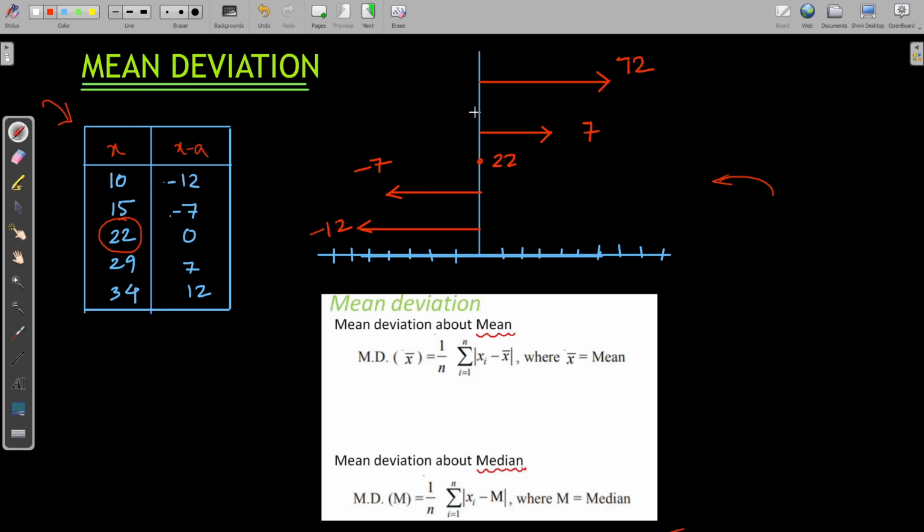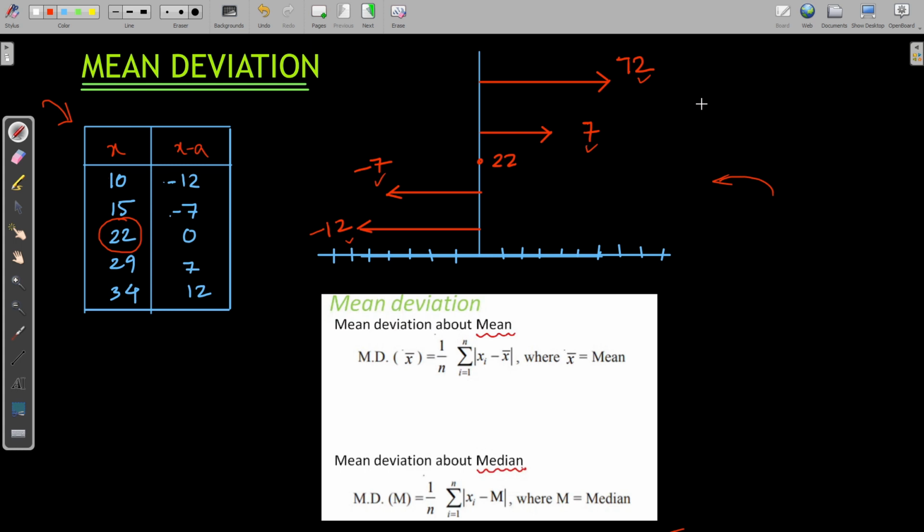Now we are going to find the mean deviation. That means whatever deviations we got, if we find their mean, that is, if I add minus 12, minus 7, 0, 7, plus 12, and divide by the number of observations, it's called the mean deviation. But here is a problem. If we add the values the way they're given, there is a possibility that the answer will become 0. See in this example, this is 12, that's minus 12, minus 7, 7. So in a certain set of data, the answer could be 0.